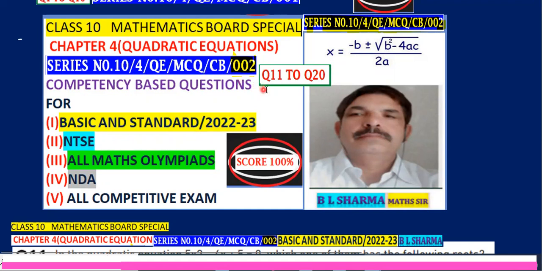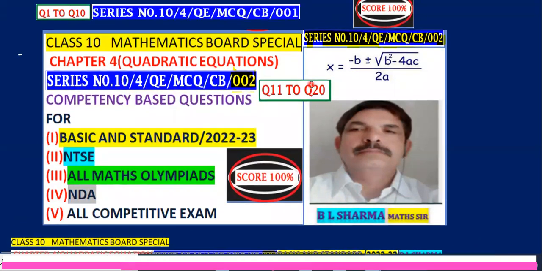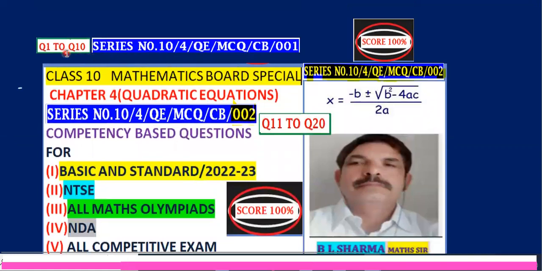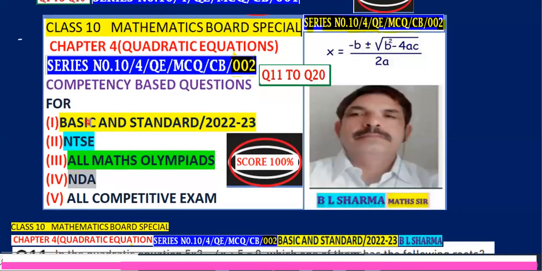Total 10 questions will be there, question number 11 to question number 20, and for question number 1 to question number 10, you please watch the other series. This is very important for basic and standard mathematics, that is for 2022 and 23, for NTSE, for all mathematics Olympiads, for NDA, and for all competitive examinations.